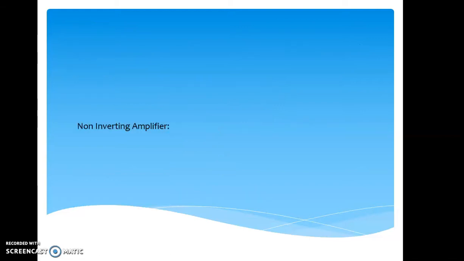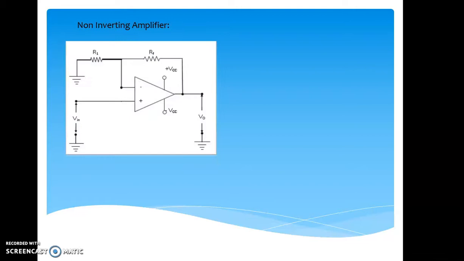Then we consider the second configuration, a non-inverting amplifier. In the case of the non-inverting amplifier, the input is applied to the non-inverting terminal, and at the inverting terminal we apply a feedback resistance Rf between the output and the input, and through the resistor R1 the inverting terminal is grounded. So with this we'll stop here.